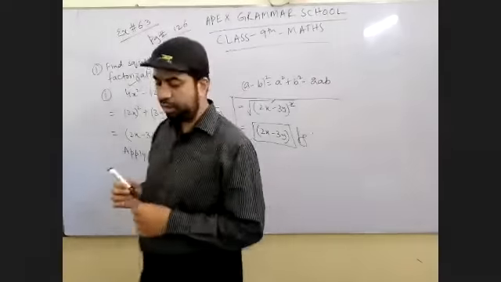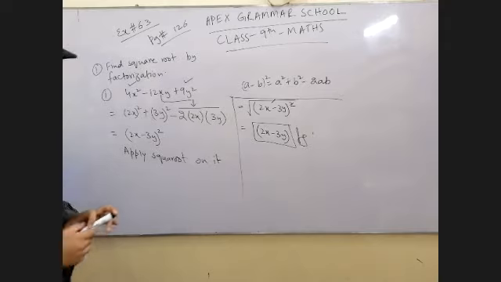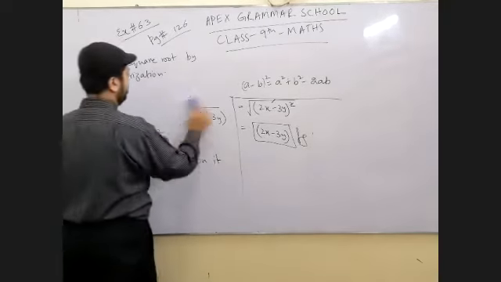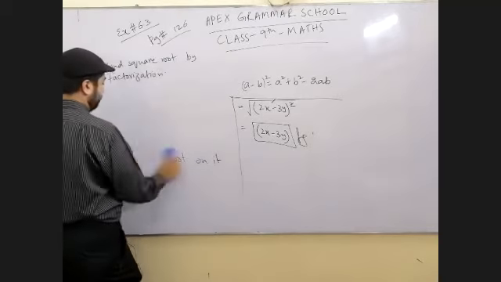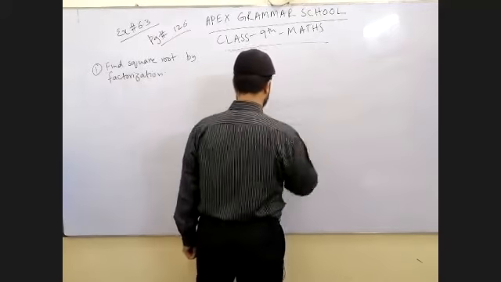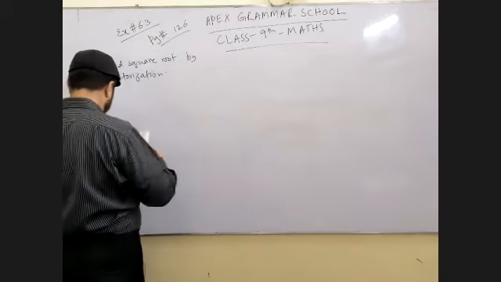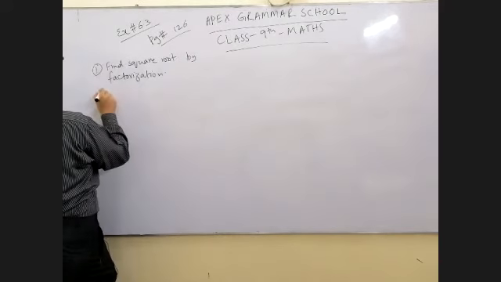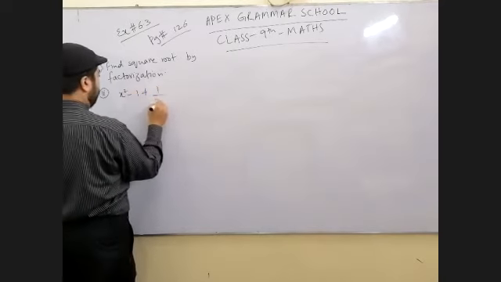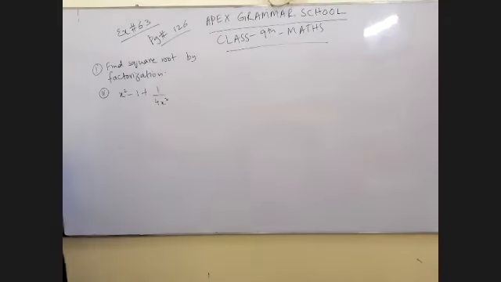Very simple question. You just need to verify whether this is the square of any expression or not. This was your part number 1. And now for part number 2: x square minus 1 plus 1 over 4x square. You need to find the square root of this through factorization.